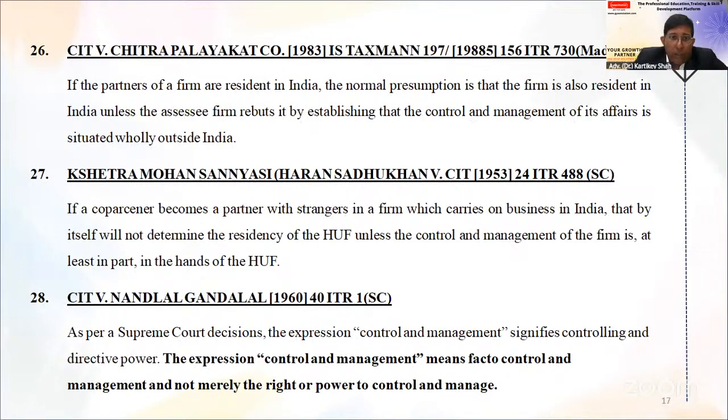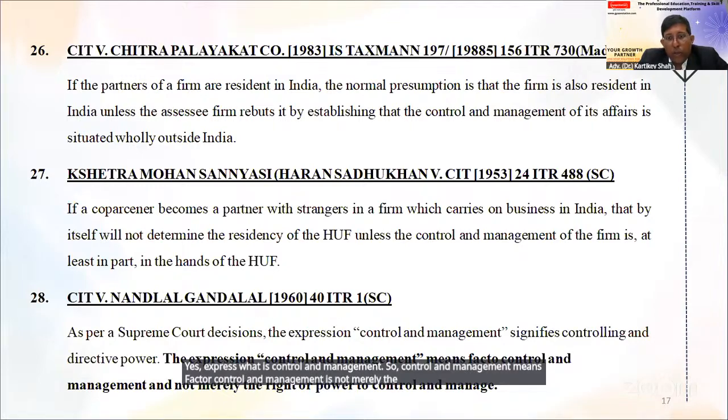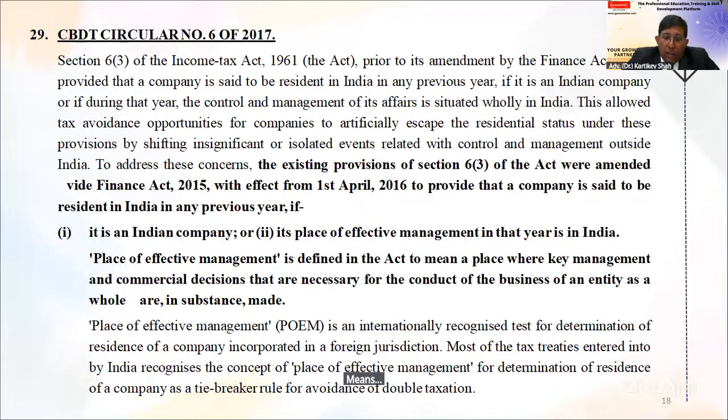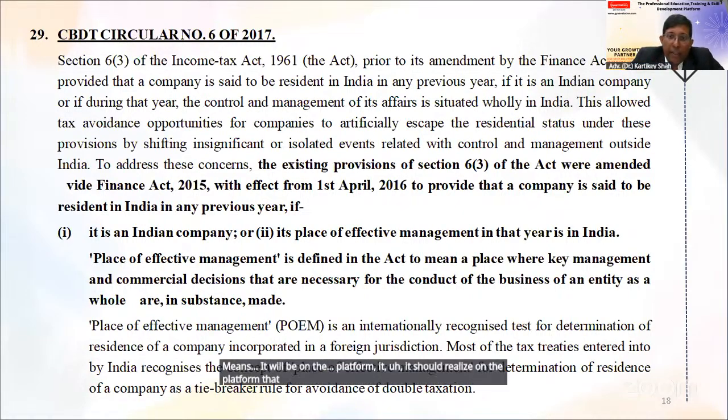Now, in one of the cases, the Honorable Supreme Court has expressed what is control and management. Control and management means de facto control and management, and not merely the right or power to control and manage. It should be realized on the ground that the entity has been controlled and managed by India. It doesn't suffice that you give any right or power to a particular person. It should be factual.